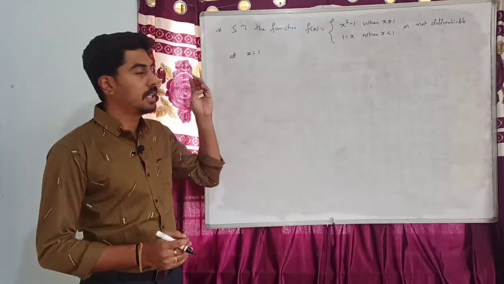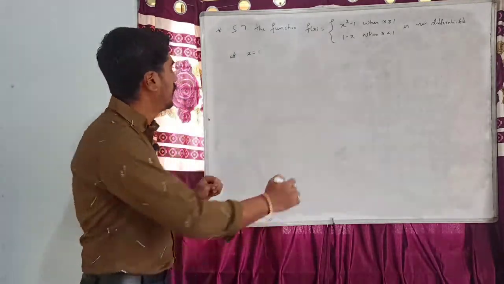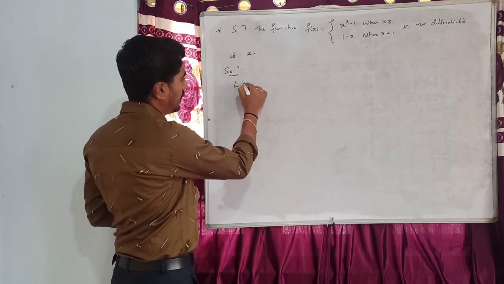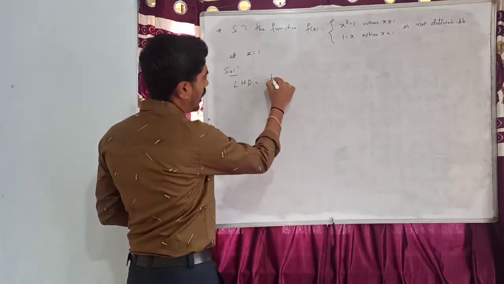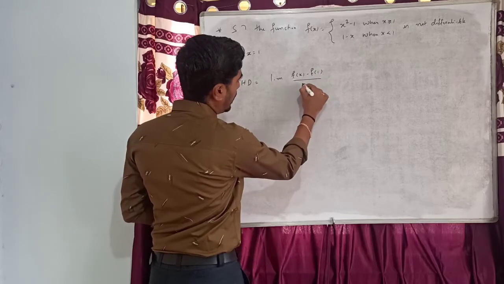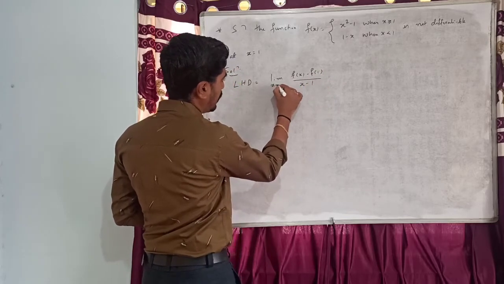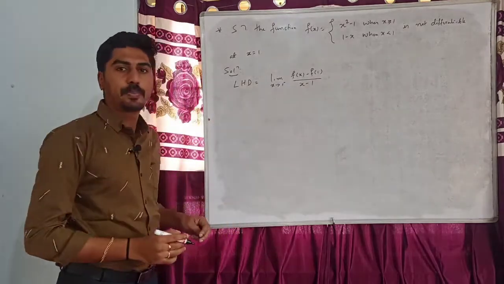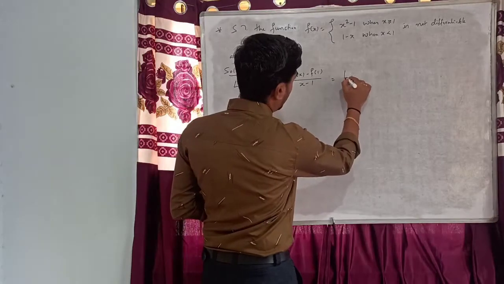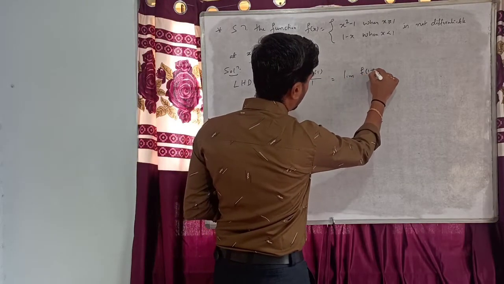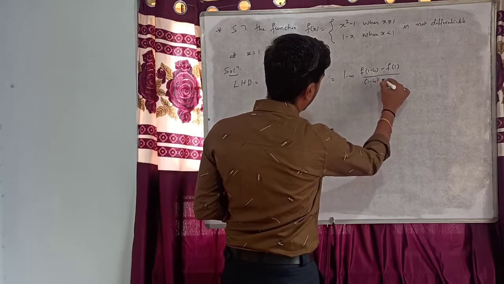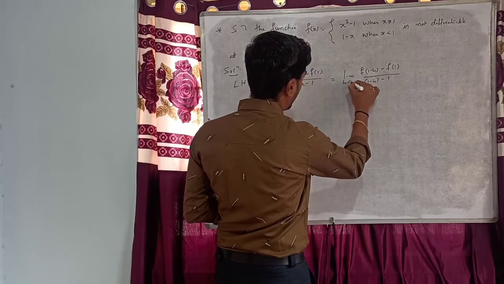First, let us find out the left hand derivative at x equal to 1. Solution. Consider the left hand derivative, which is equal to limit of f of x minus f of 1 divided by x minus 1 as x tends to 1 minus. Substitute x equal to 1 minus h, I get limit of f of 1 minus h minus f of 1 whole divided by 1 minus h minus 1 as h tends to 0.